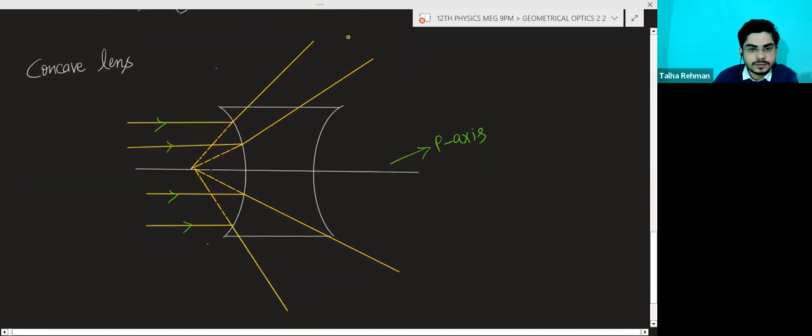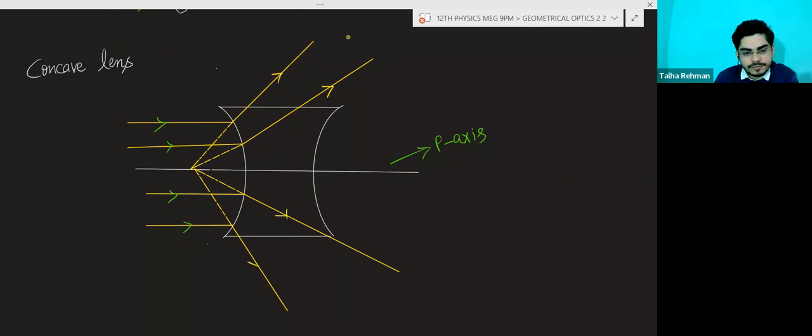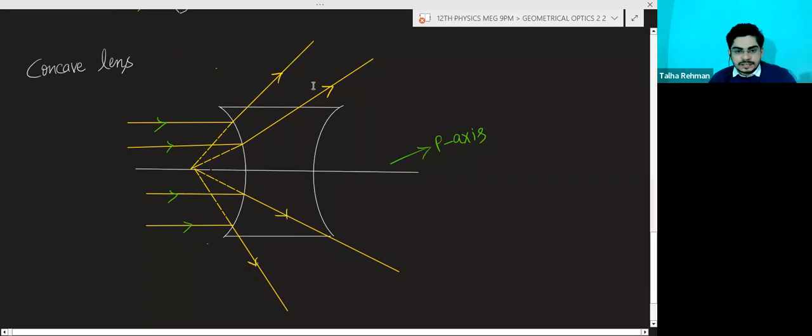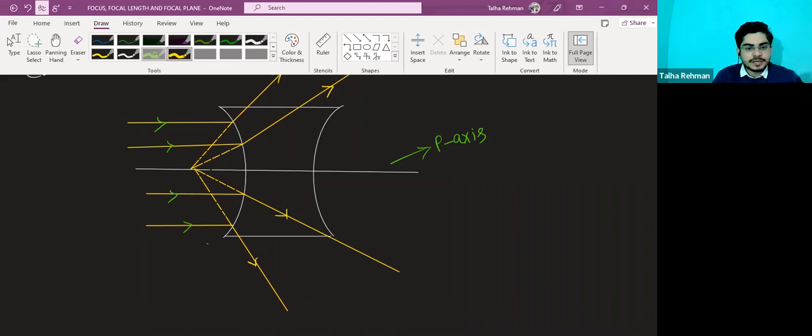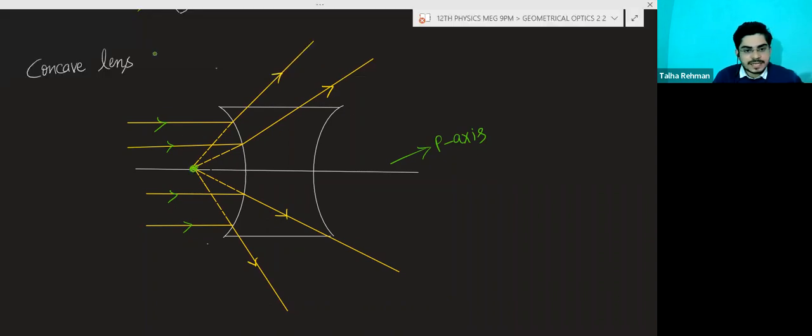Now it's fine. Getting diverged. And when you produce these diverging rays backward, they will meet at a common point known as the principal focus. What is F2? F2 is the principal focus, or the second focus.